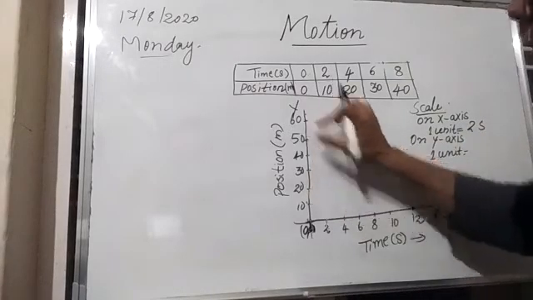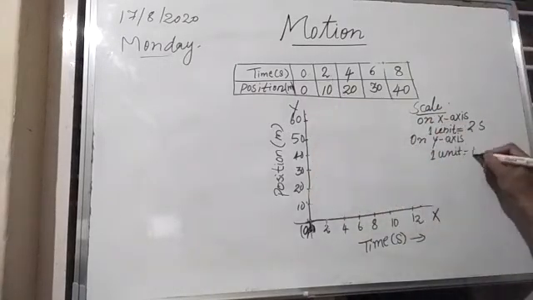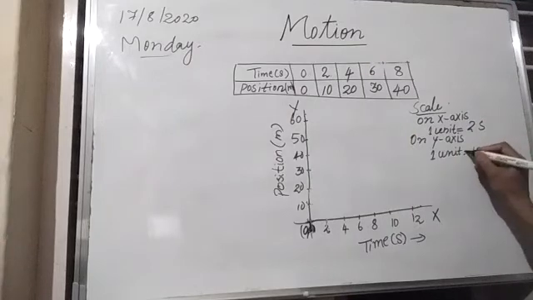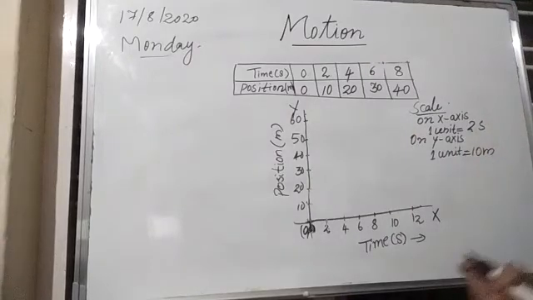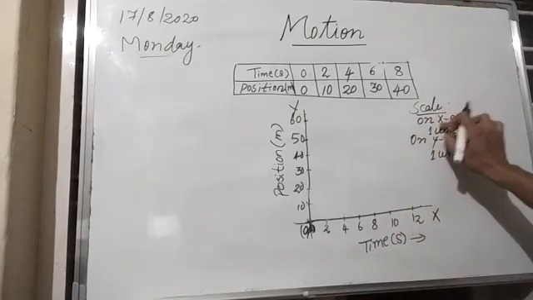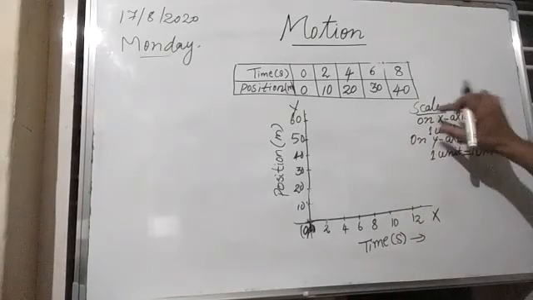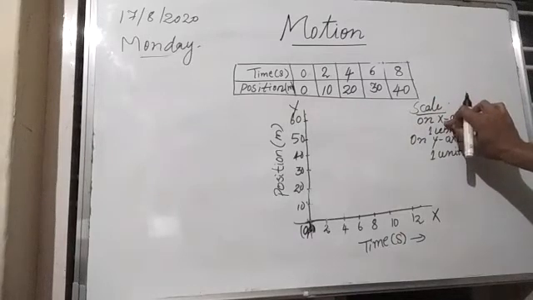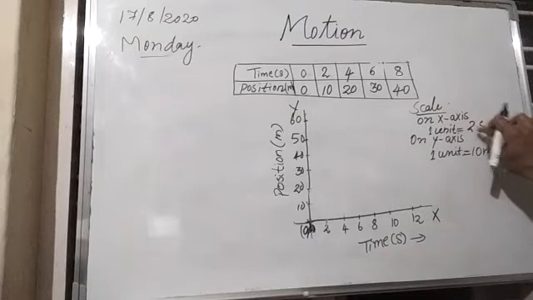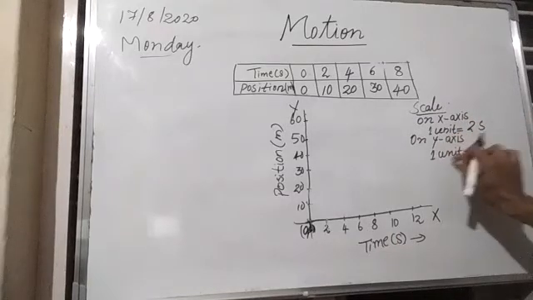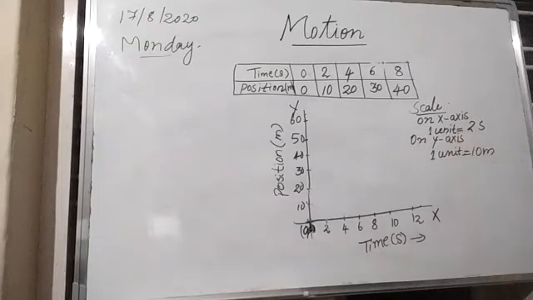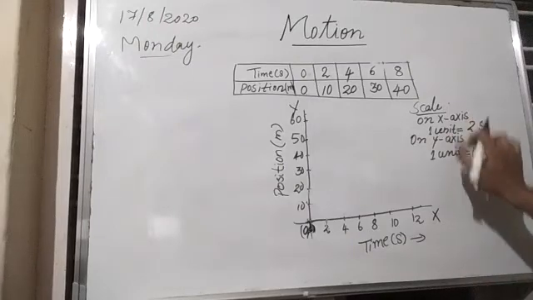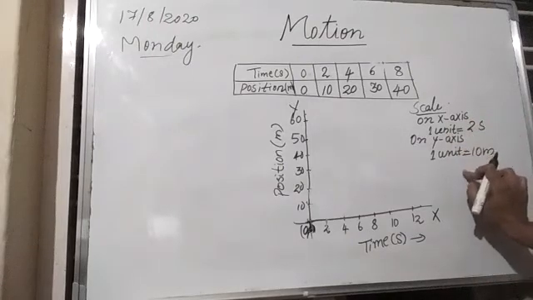Each unit on the y-axis represents 10 meters. So this is what the scale of the graph means. The scale on the x-axis is 1 unit. While writing the scale, we have to mention what ratio we have taken on the x-axis and what ratio we have taken on the y-axis. That is, how much 1 unit represents, that we have to write as the scale.